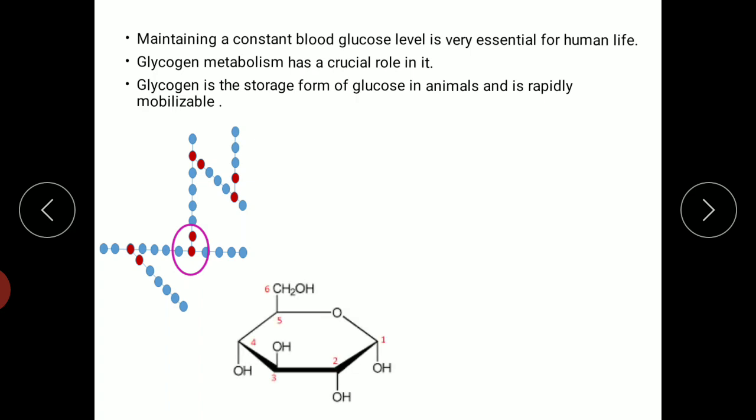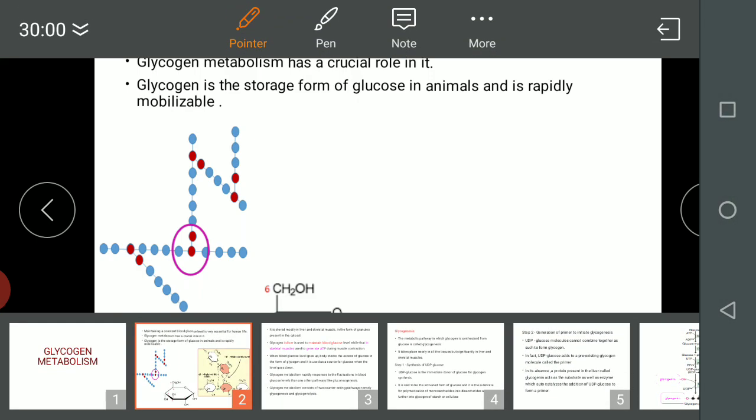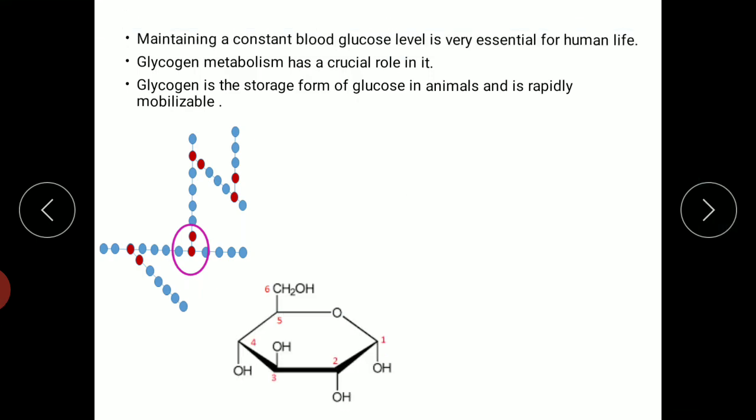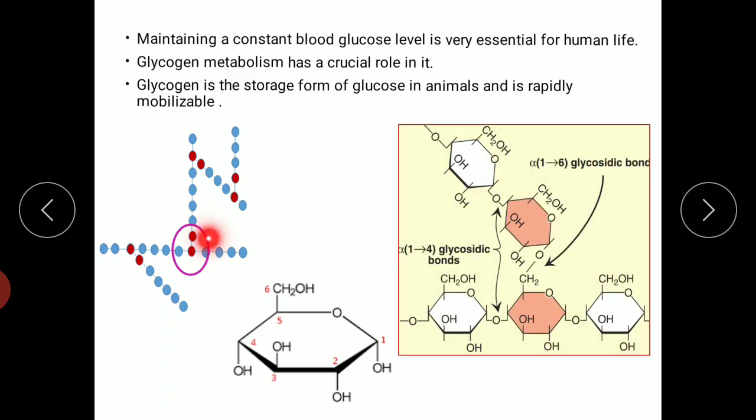I'll take you to the structure of glucose once again. You can number it like 1, 2, 3, 4, 5, and 6. If you zoom this portion, it will be like this. So this linear chain is joined by alpha 1,4 glycosidic bonds, and this branching point right here is joined by alpha 1,6 glycosidic bonds.